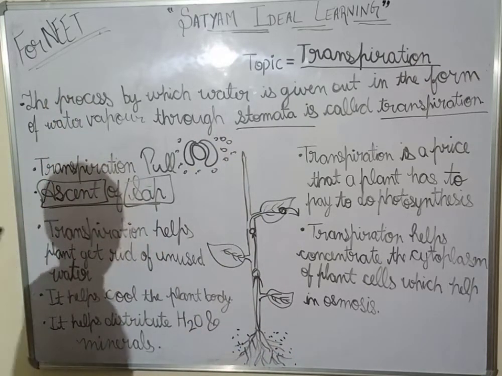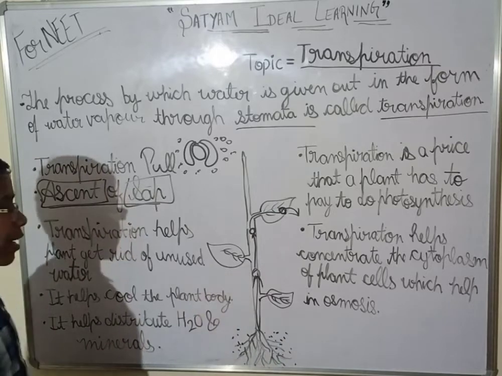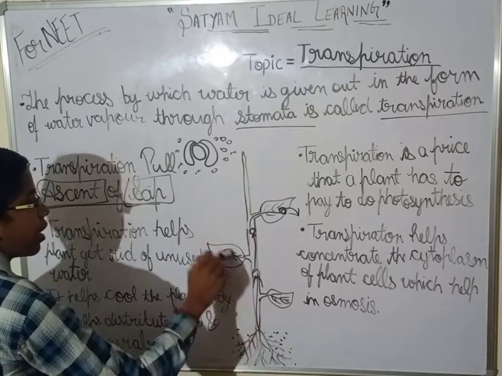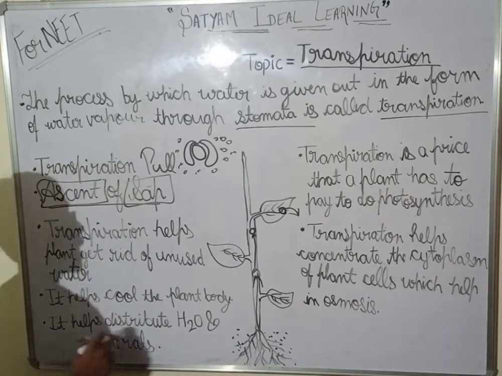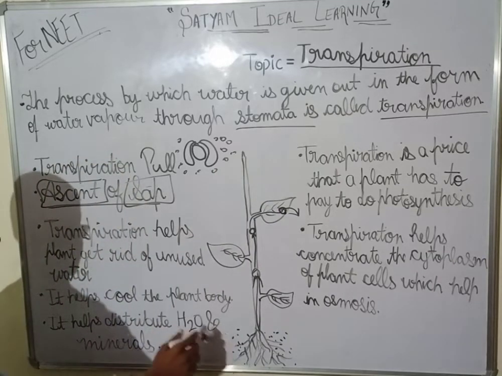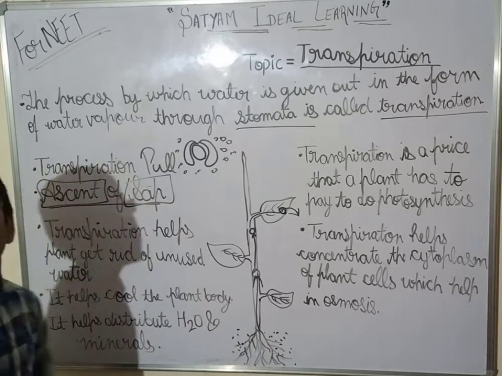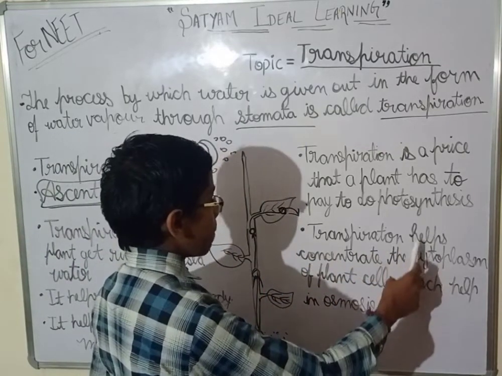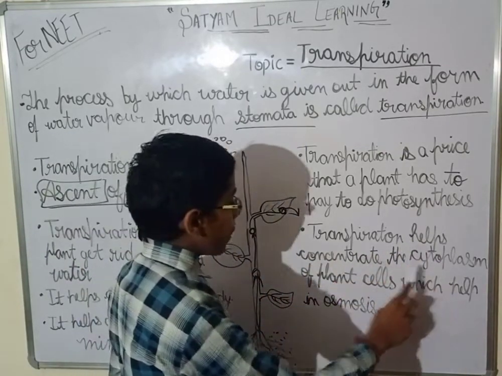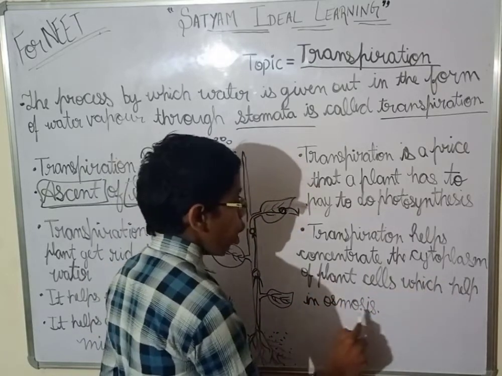This is clear. Now see, it helps distribute H2O and minerals. When the transpiration occurs, it will come from here to here and here, and all the leaves will be covered. So this is how it helps in distribution of H2O and minerals, water dissolved minerals. Now transpiration helps concentrate the cytoplasm of plant cells which helps in osmosis.